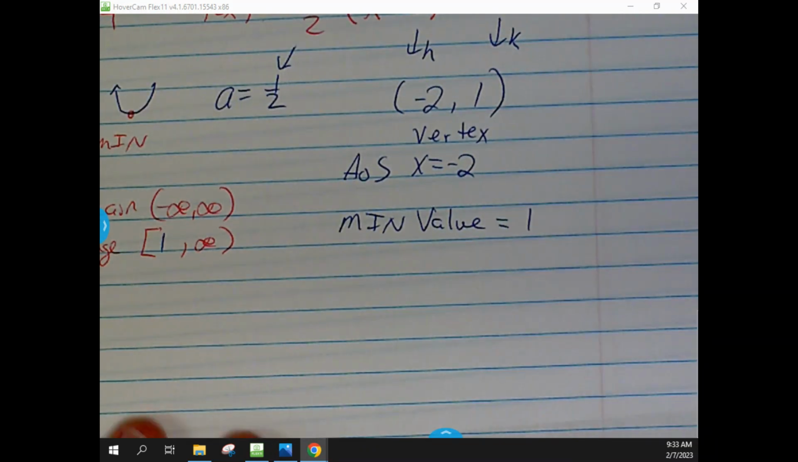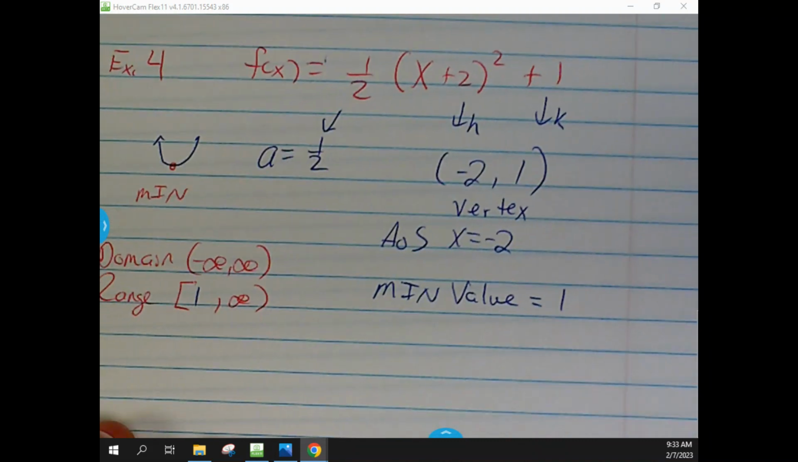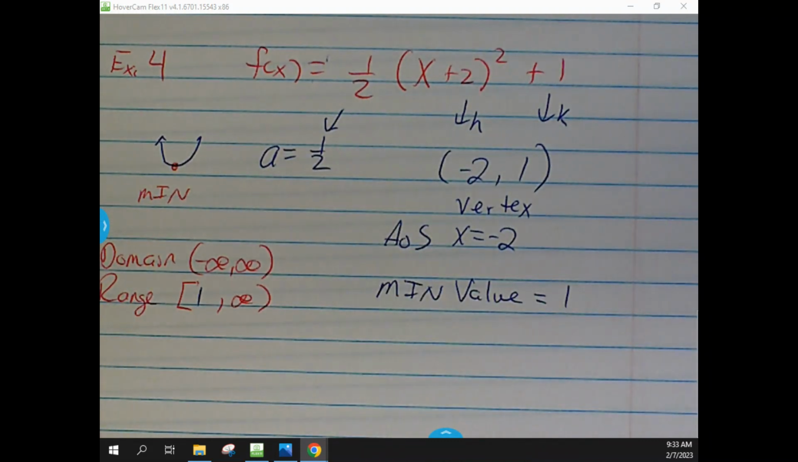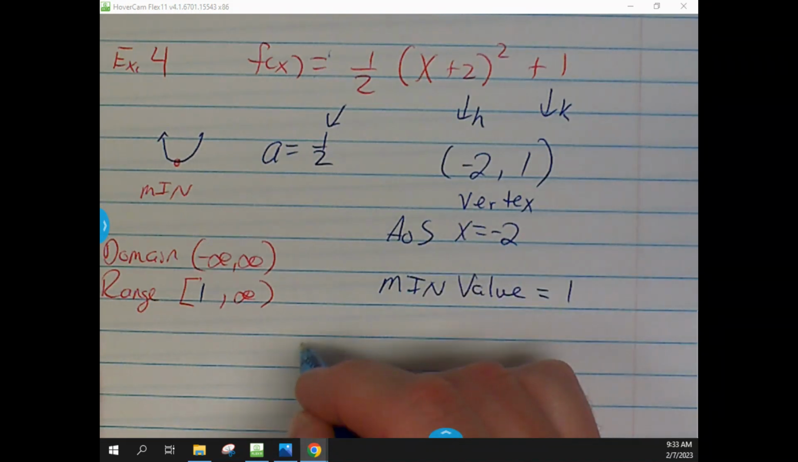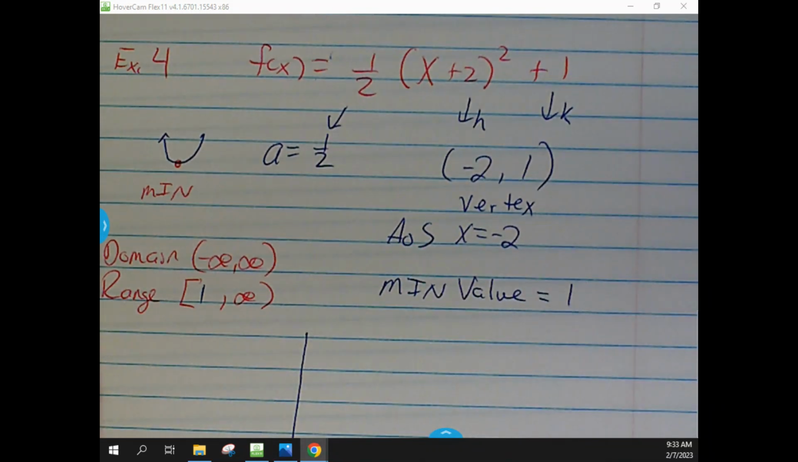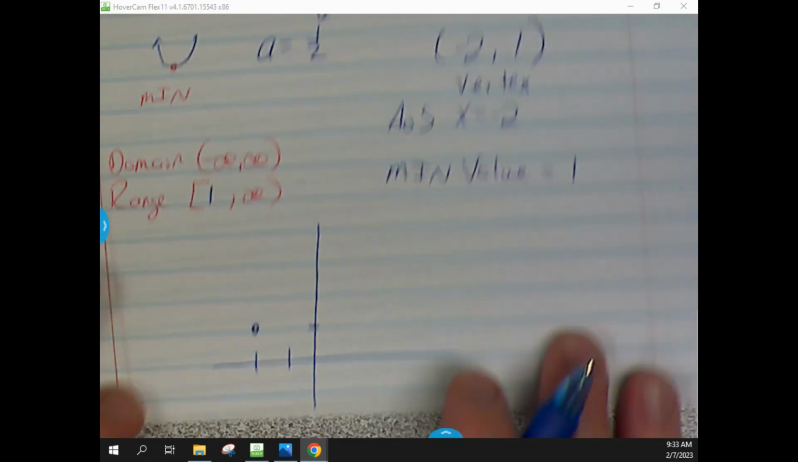All right, so for this one, you have to find another point. The shortcut doesn't work, so the only thing we can do for this one is we're at negative 2, 1. So let's go ahead and do this. So we got negative 2, 1. So we know this is going to be our vertex that's here.